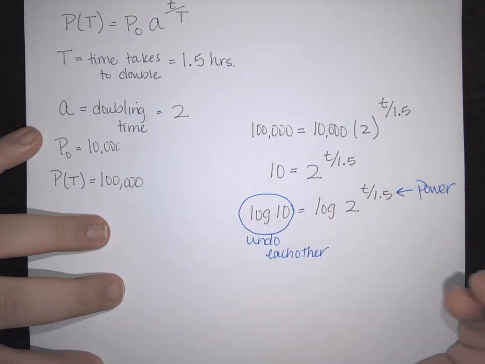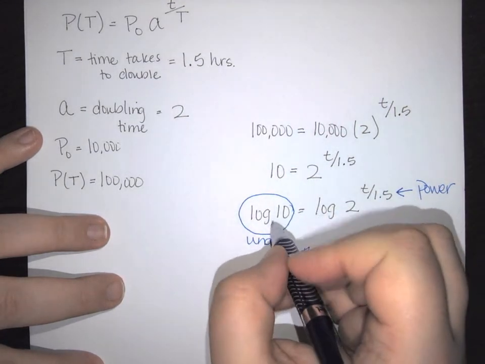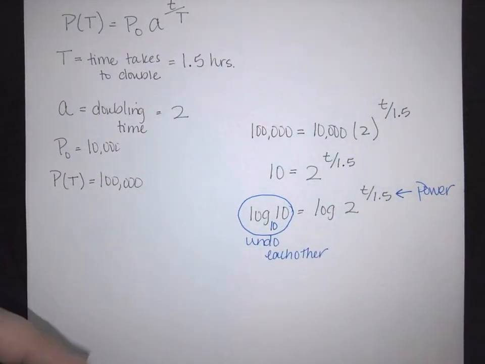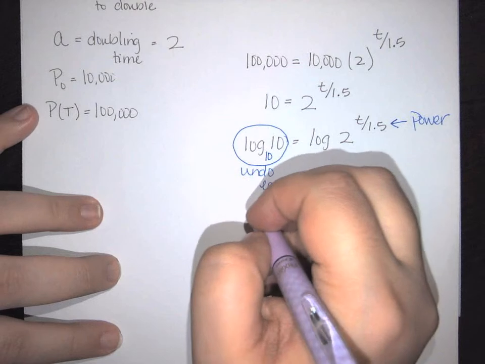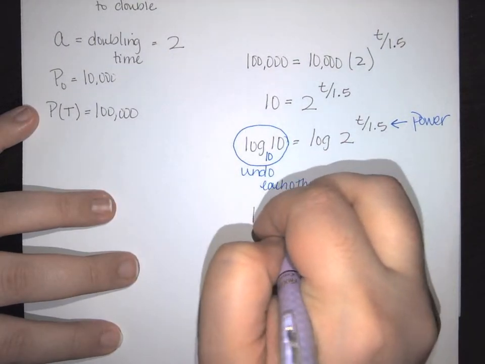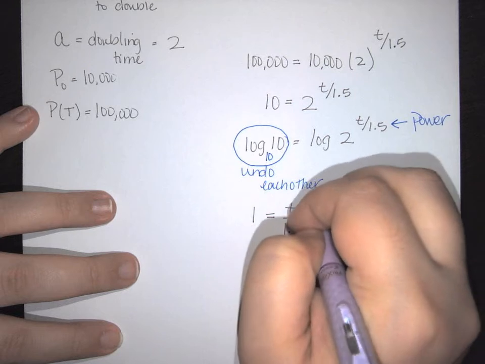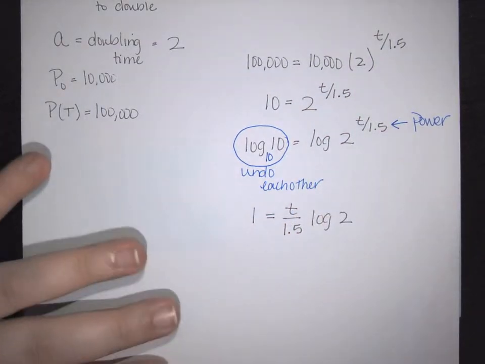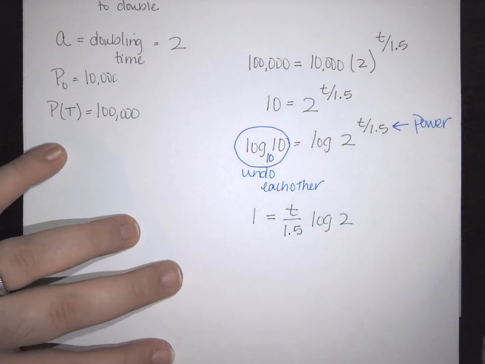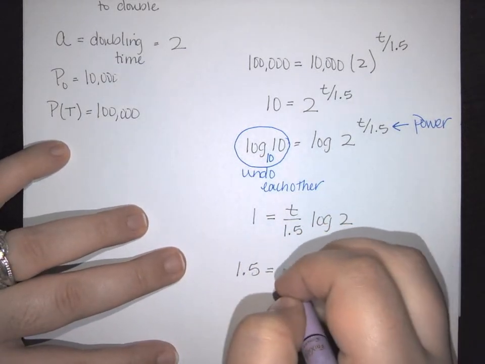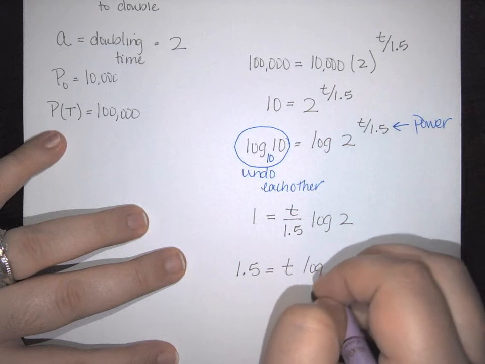The reason for that is because there is no base written, which means we can automatically assume it's base 10. So when we solve, this means we have 1 equals, and the power rule says this becomes t over 1.5 log of 2. I need to get t by itself, so I'm going to multiply everything by 1.5. This gives me 1.5 equals t log of 2.